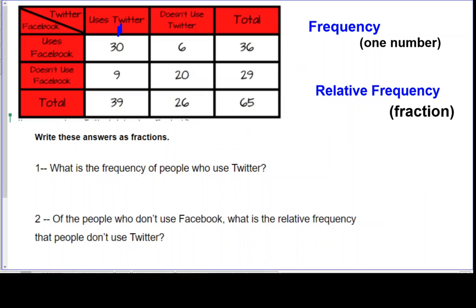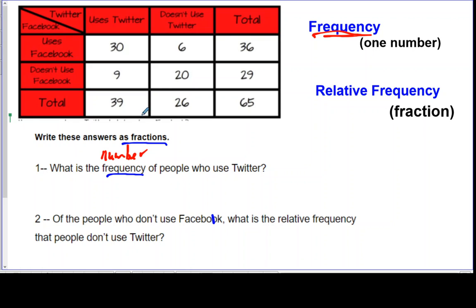Now let's look at the problems that we're given here. It says to write these answers as fractions. So on 1, it says what is the frequency of people who use Twitter? Now remember, we're going to see the term frequency and we're going to see the term relative frequency. When we see frequency, that's just the same as saying the number. So we could say what is the number of people who use Twitter.